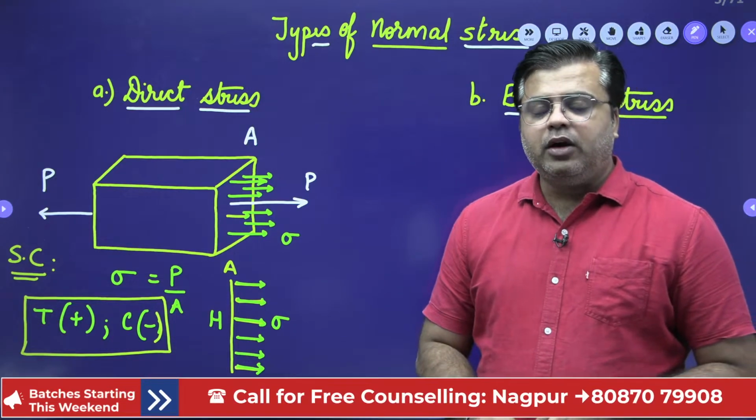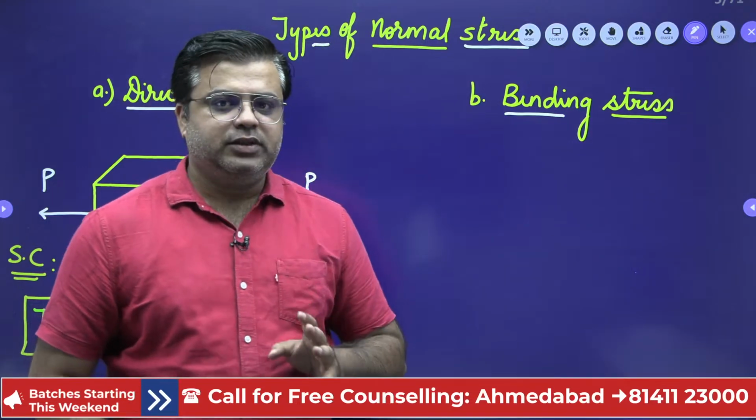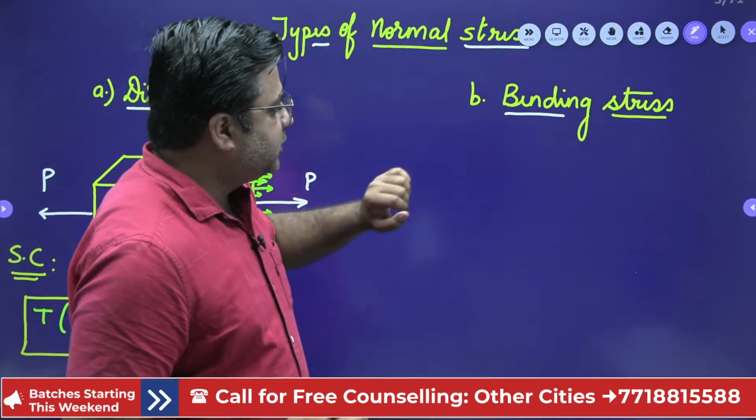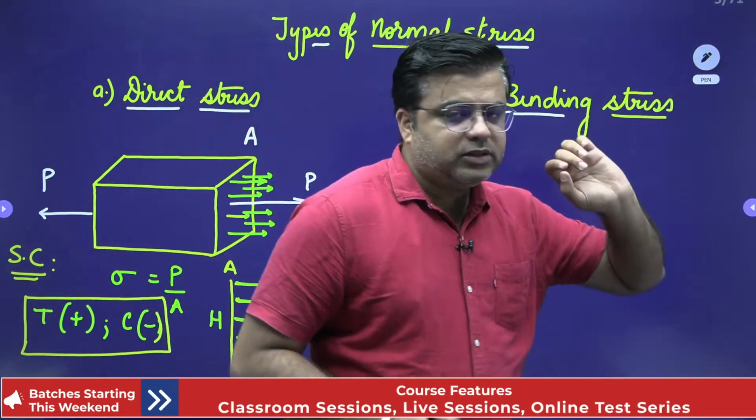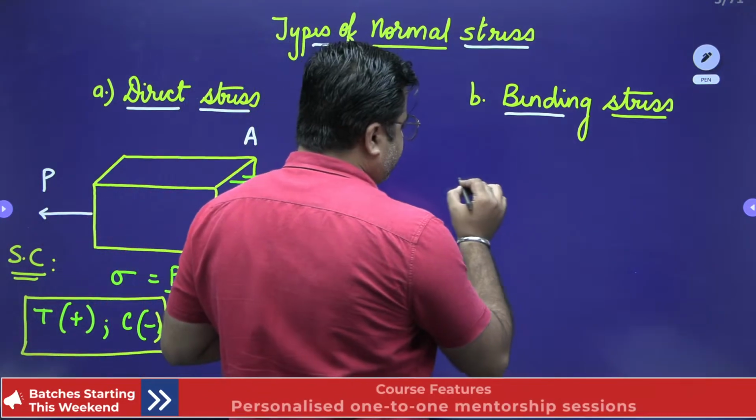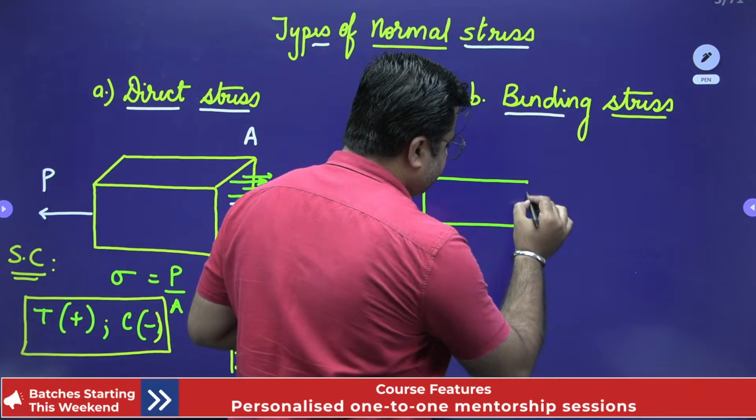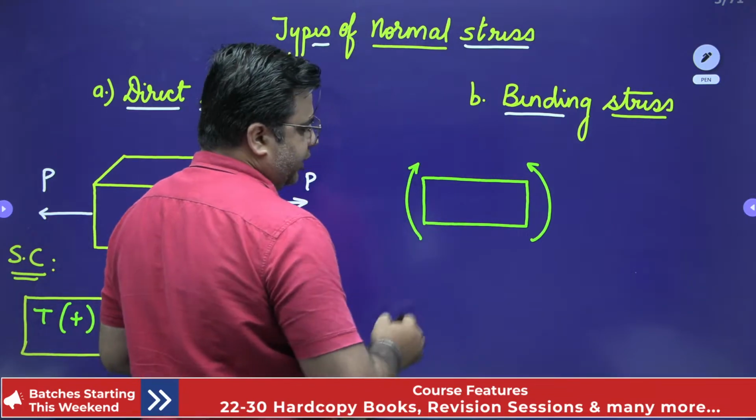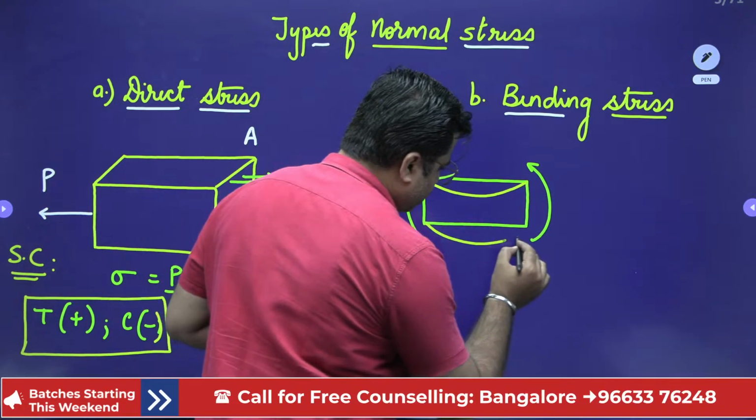Now talking about the second type of normal stress, which is termed as the bending stress. Today's topic is all about discussing the bending stress. For now, just see how this bending stress is a normal stress. Just recall the definition of normal stress. Normal stress is that stress which acts perpendicular to the cross section. So if I have a beam like this and over this beam, I apply some moment, this beam will undergo bending like this.